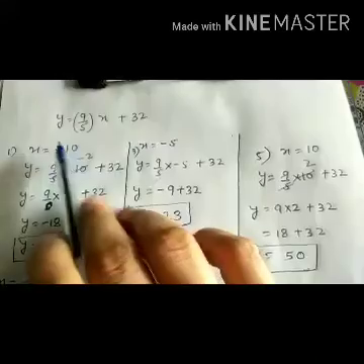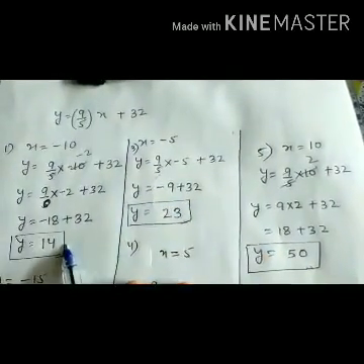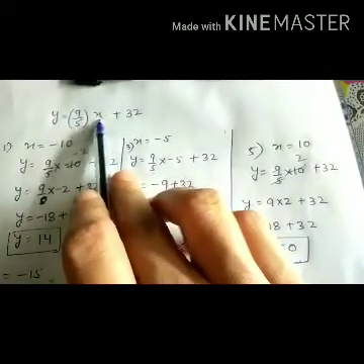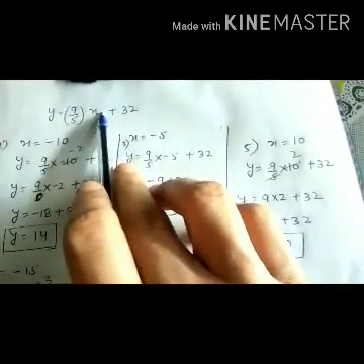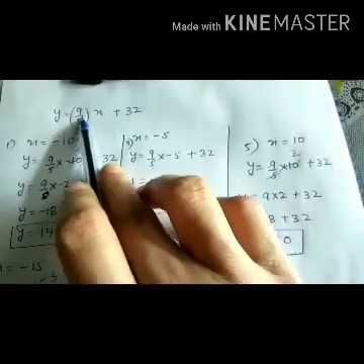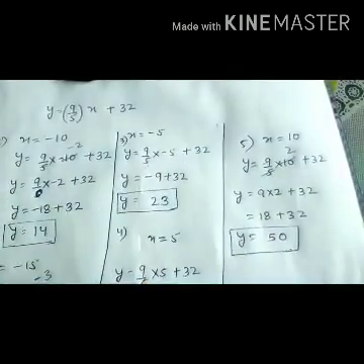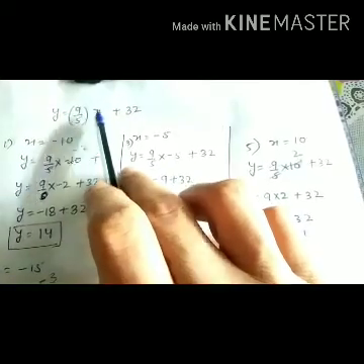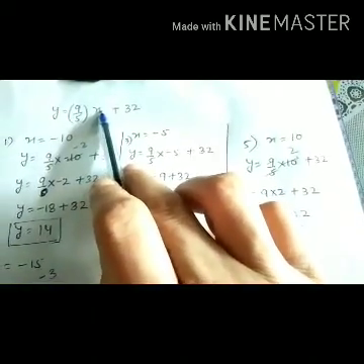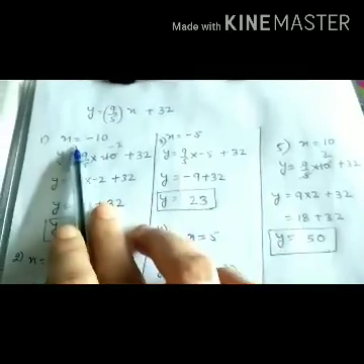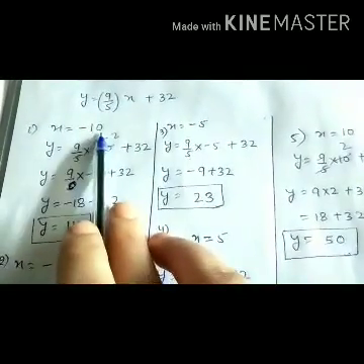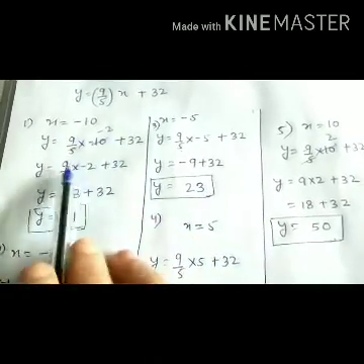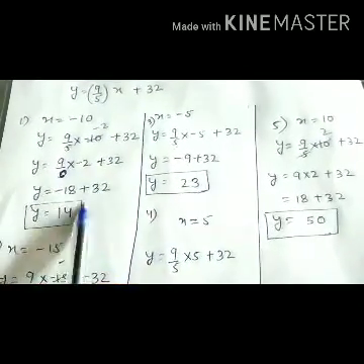Here we are putting the value of x and finding the value of y. Students, just keep one thing in your mind: put all the values of x as multiples of 5, because here we have 5 in the denominator. If we put the value of x as a multiple of 5, it will cancel easily. So we are putting x = -10. 5 twos are 10, minus 2, 9 twos are minus 18, plus 32, we are getting 14.